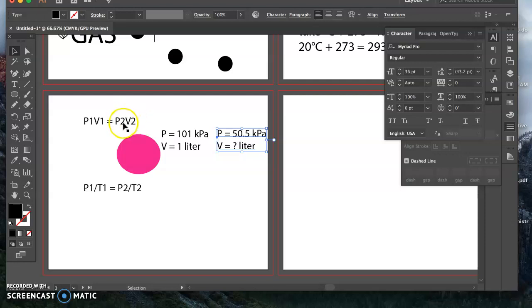So here's V2 over here. We want to get this P2 over on this side. Remember in algebra, if we have something over here multiplied, we want to get to this side, we put it below. Okay, so our new formula is going to be P1 times V1 divided by P2. And then we can do the math.